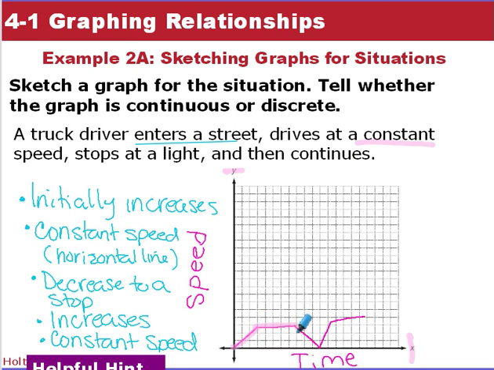He gets to a stoplight, so he's got to slow down, bring his speed down to nothing, or down to 0. Then he has to go back up again, and he goes at a constant rate also when he's all done with that. So in this case, this graph is going to be continuous. The lines or dots are all connected to form a line or multiple lines there.